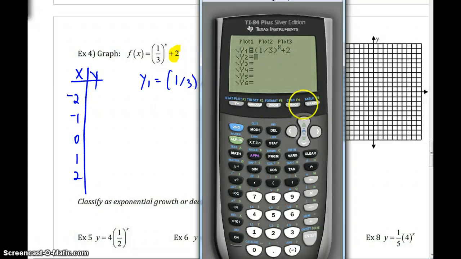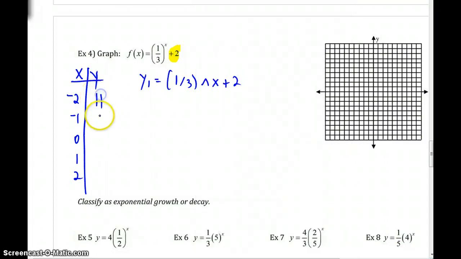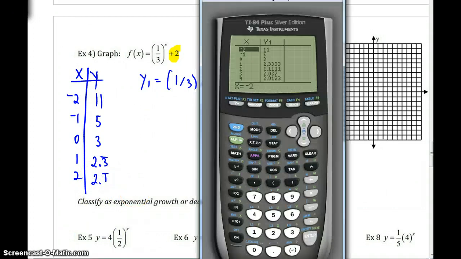Well, all the same, we could go to second table, and very quickly you can see it. -2 evidently would be at 11, and then at -1 we'd be at a 5. At 0 evidently we'd be at a 3. At a 1 we'd be at 2.3 repeating. And if we plugged in a 2, evidently we'd be at 2.1 repeating, just to see what's happening.